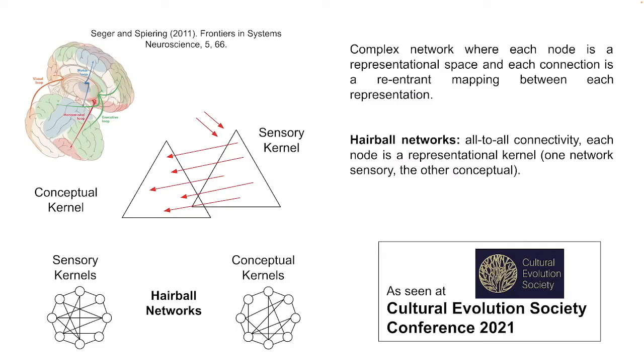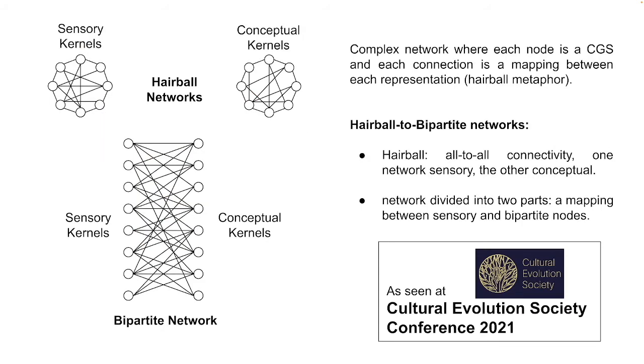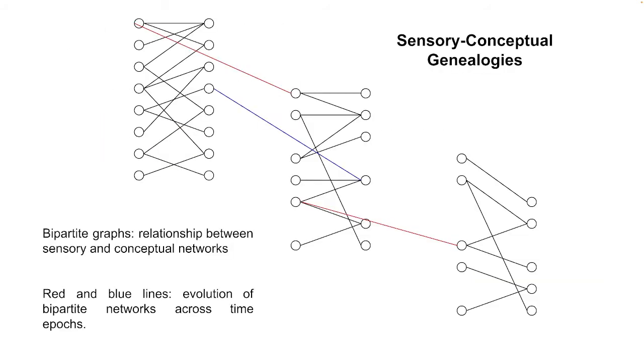And so we can also model things in the nervous system as well. We can go from different types of network representations and put them together using this approach. So if we have a sensory conceptual relationship, we can use a hairball network that can then be broken down into a bipartite network, which can then be joined together by these sensory conceptual genealogies showing this relationship over time.